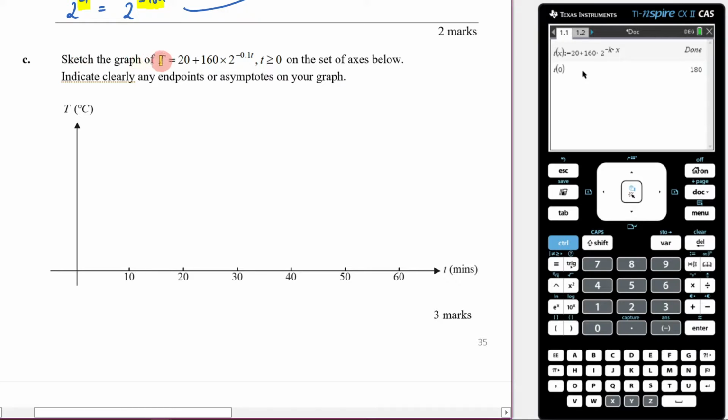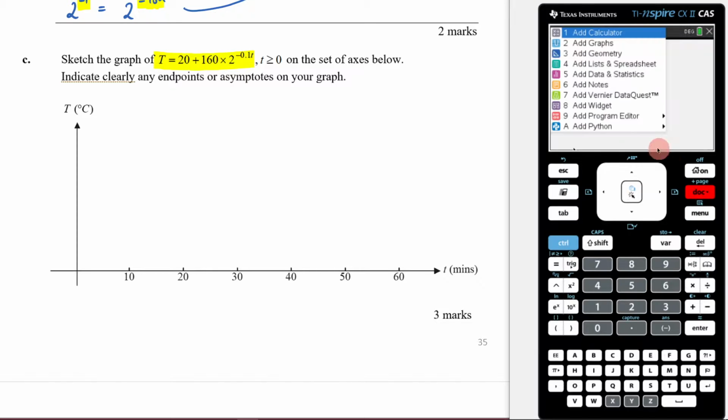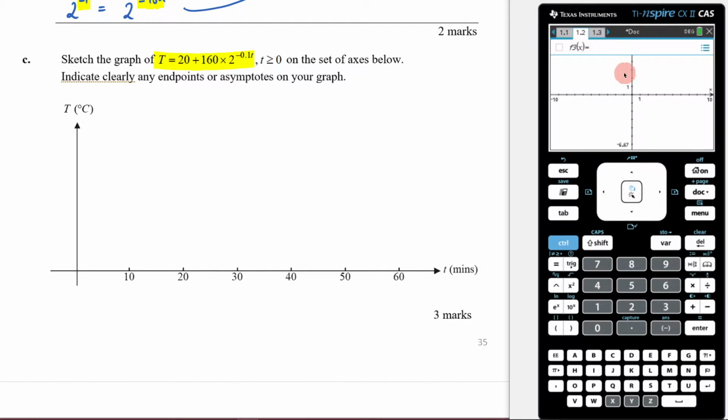It says sketch the graph of this. So notice that I've no longer got a k there. My k is now defined as 0.1. So now if I come here to my CAS, I can come up here and I'm just going to replace this with 0.1 now because it is now defined. And it says on the set of axes below, indicate clearly any endpoints or asymptotes of your graph. So I need to sketch this thing. We can use our CAS here to help us out. So we can add a new doc here. We can add graphs. And then I can go, all right, I've got T of X here.